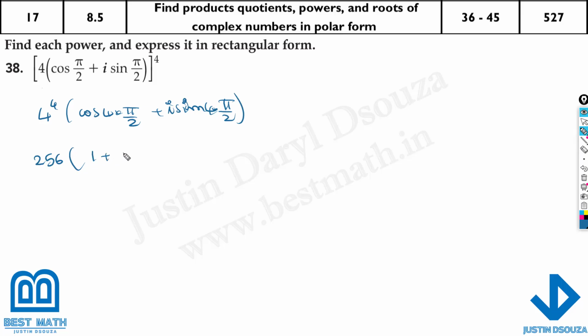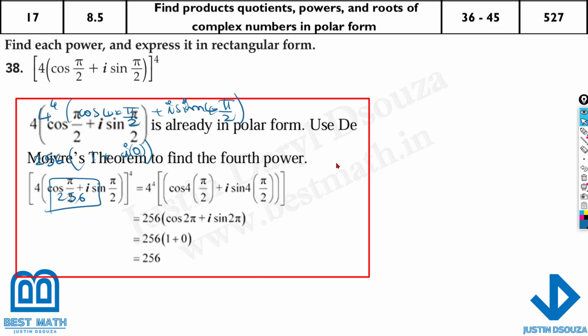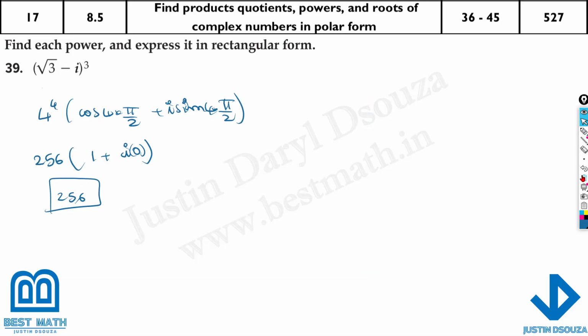So we have 1 plus I times 0. So it's going to be 256 times 1. That's the answer. 256 will be the final answer. Here we go. What about this one?